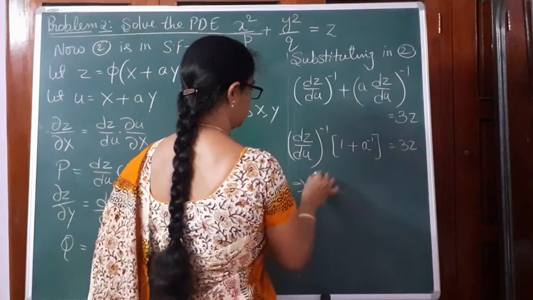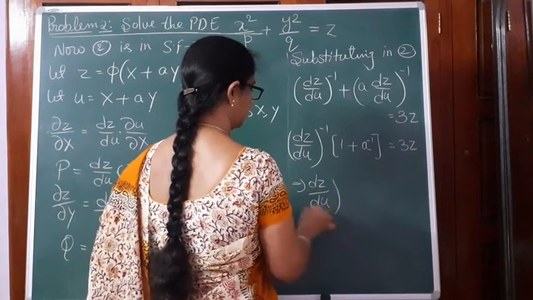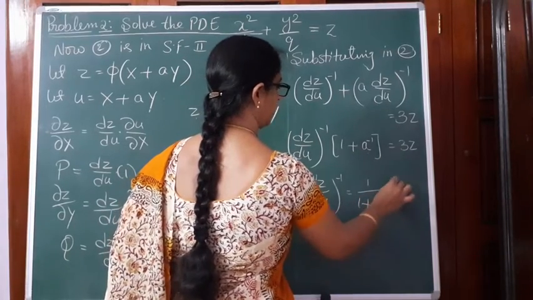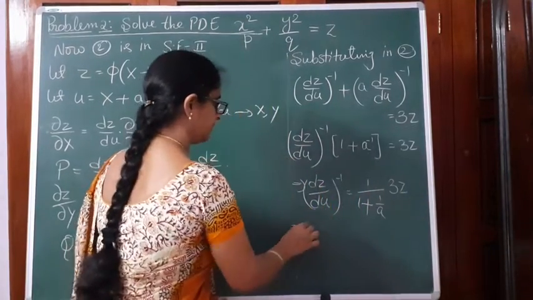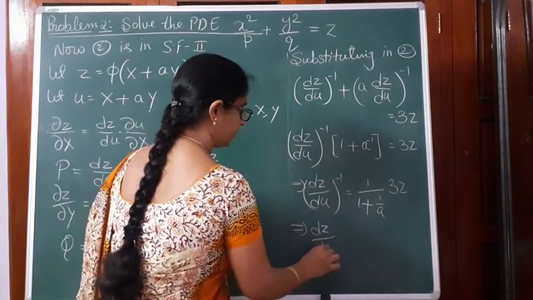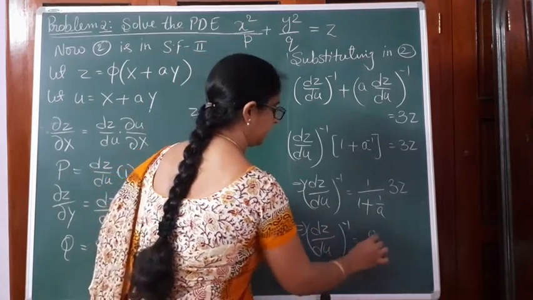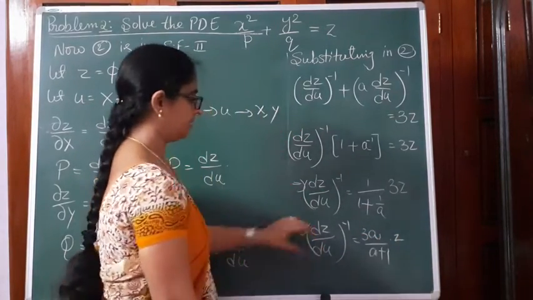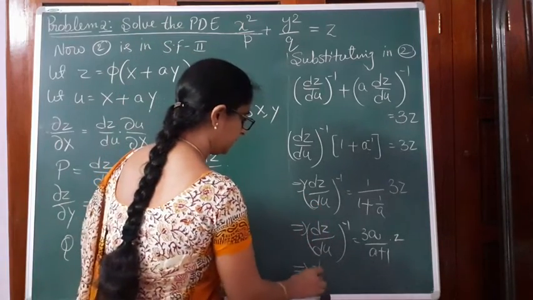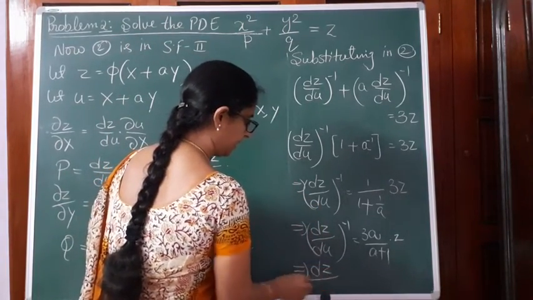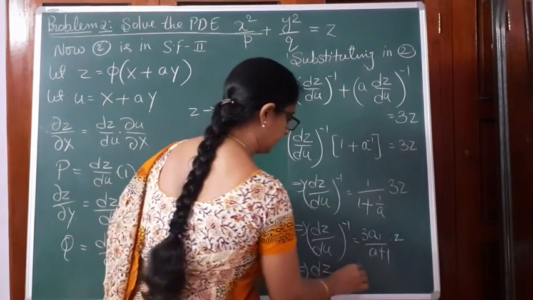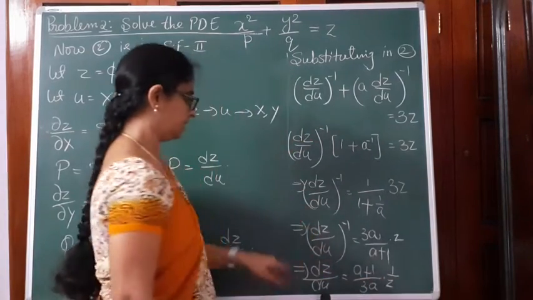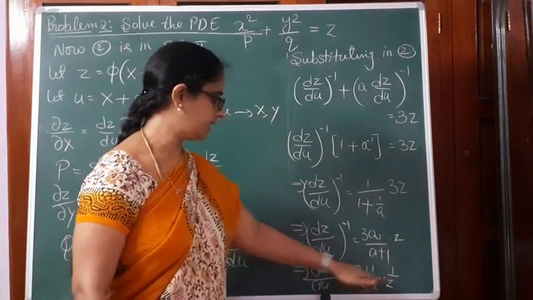From this, dz by du whole power minus 1 is equal to 1 by 1 plus a power minus 1, that is 1 by a, into 3z. That is, dz by du whole power minus 1 is a by a plus 1, or 3a by a plus 1 into z. Now reverse it. We get dz by du is equal to a plus 1 by 3a into 1 by z.